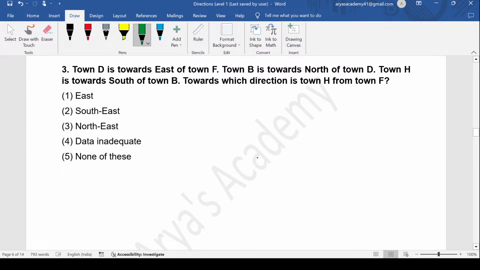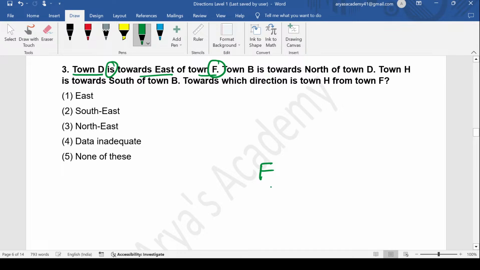Okay, I'll solve this question. Town D is towards east of town F. So first of all, you have to understand the meaning of the given sentence. Town D is, so we are comparing town D with respect to what? Town F, towards the east of town F. So here the reference point is F. So I'll consider F first.